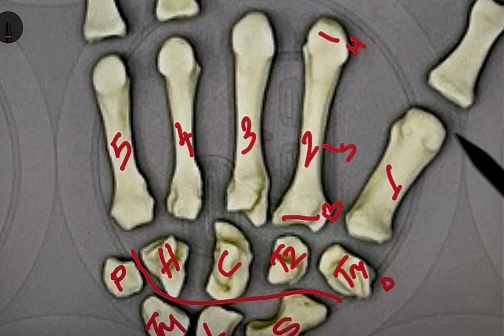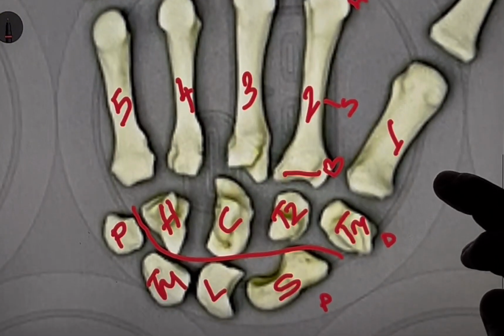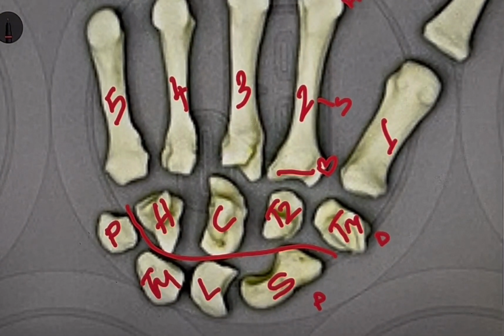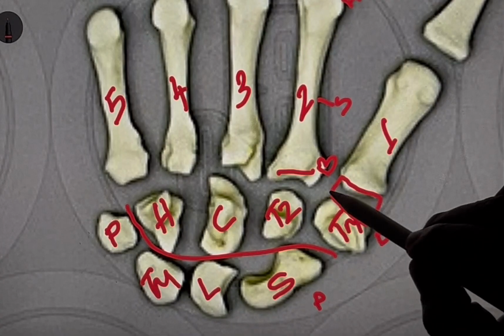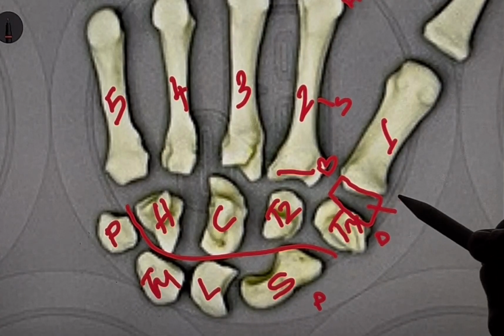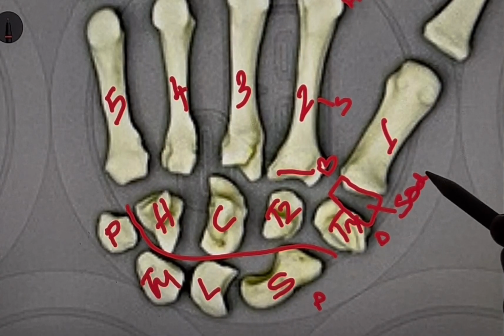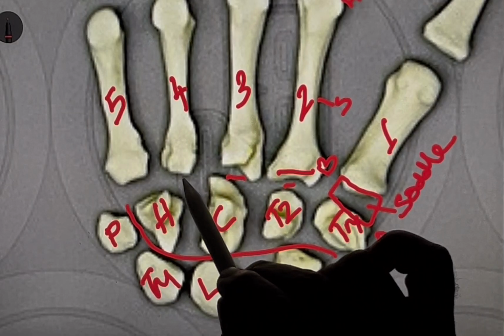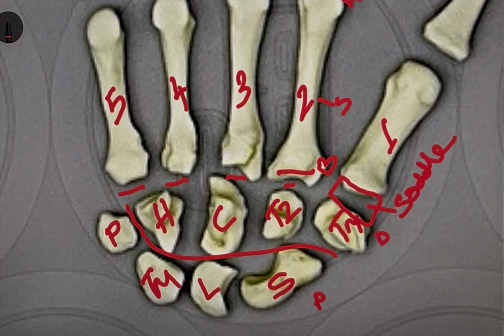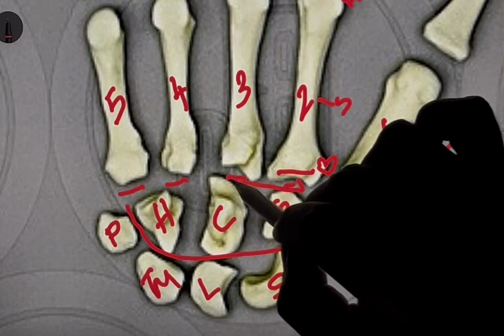Let's look at the carpo-metacarpal joints. The first one is between your trapezium and first metacarpal. This joint is a saddle-shaped joint. The reason is it helps with opposition and circumduction. The remaining 2 to 5 carpo-metacarpal joints are between the distal carpals and metacarpals. The type of joint here is a gliding joint.